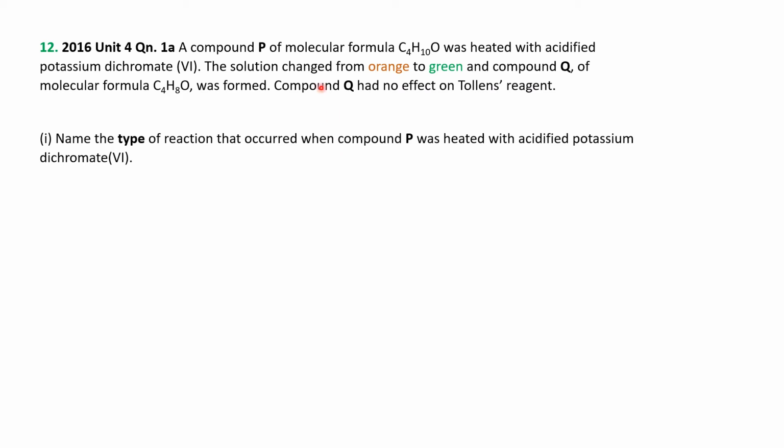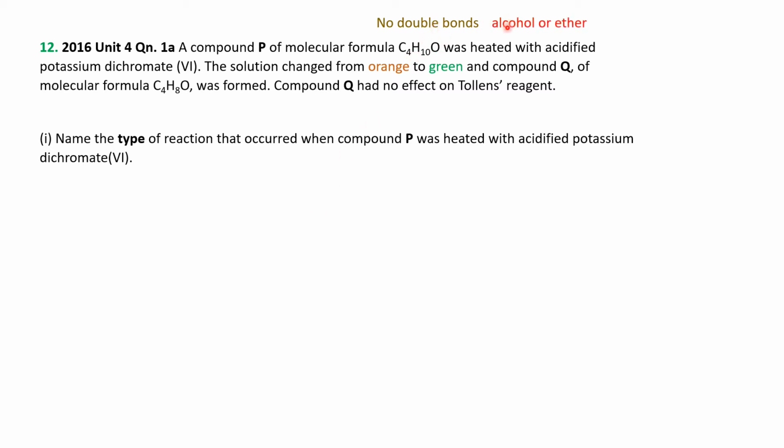So staying on the theme of oxidation, we're using acidified potassium dichromate. Solution changed from orange to green. Compound Q of this formula was formed. Compound Q had no effect on Tollens reagent. Name the type of reaction that occurred when compound P was heated with acidified potassium dichromate. Well, first things first, 4 carbons and 1 oxygen, you would expect 10 hydrogens, so there's no double bonds, there's no rings at all in this first molecule.